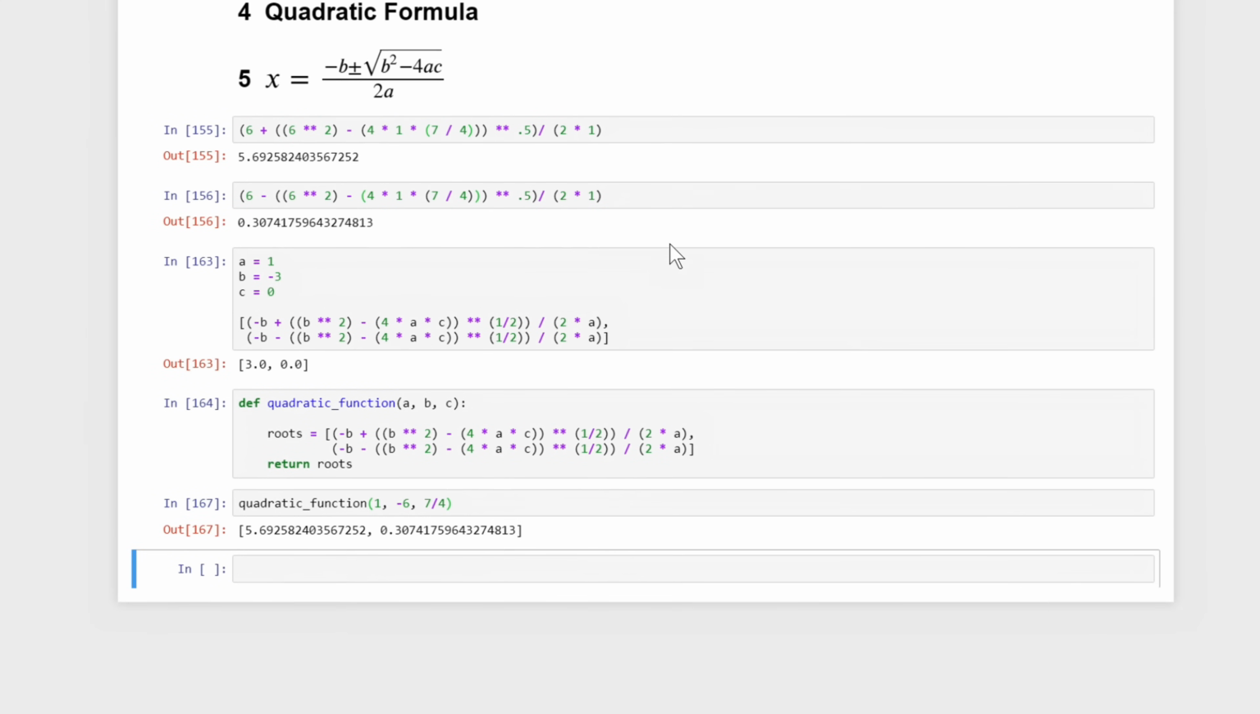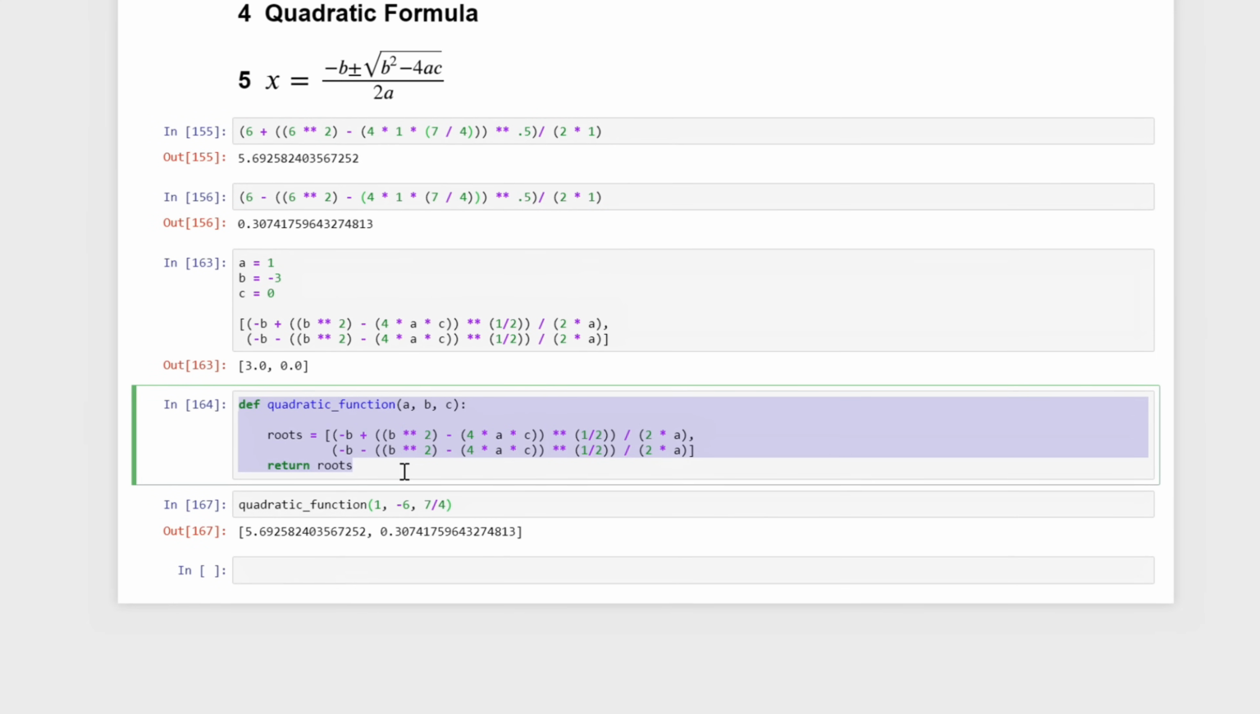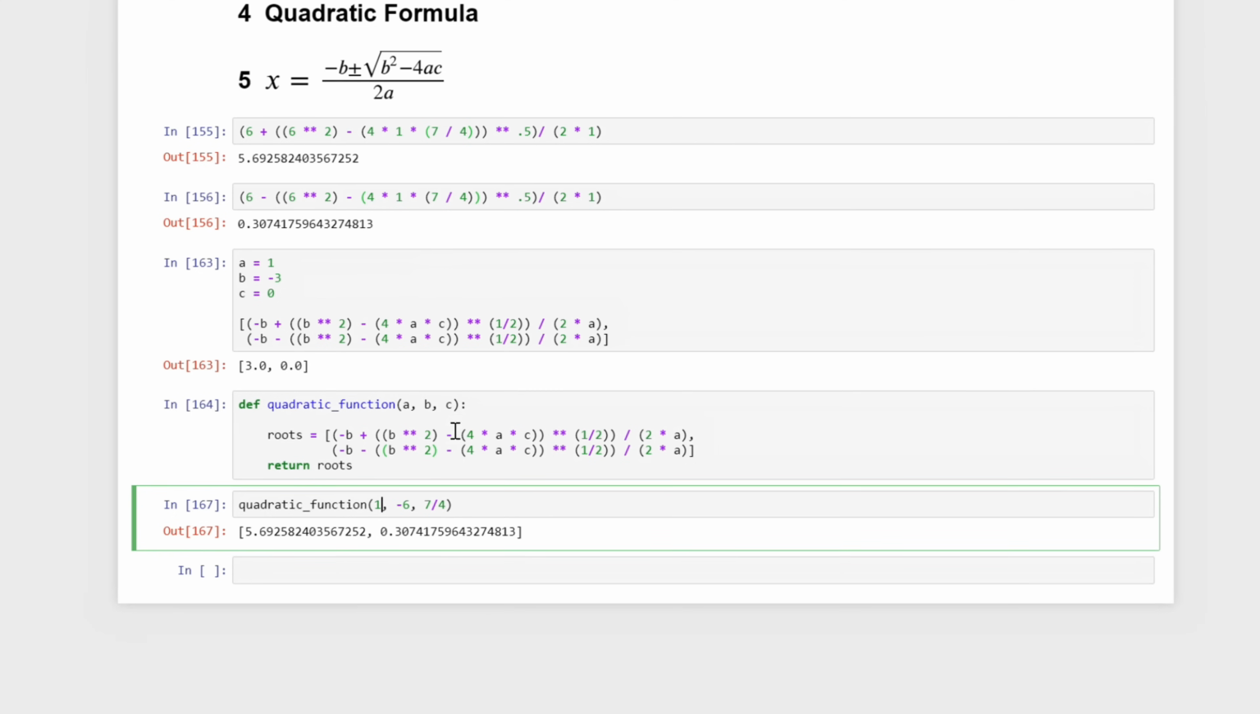This is another thing. If we don't ever want to use the quadratic formula again, we can define this function once, and then from then on, we never have to think about -b plus or minus the square root of b squared minus 4ac over 2a. We can just put in a, b, and c into the correct positions in this function and call quadratic function.